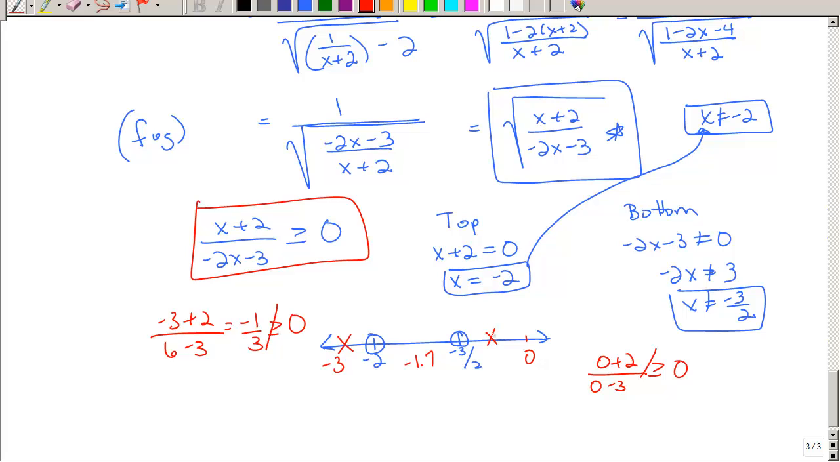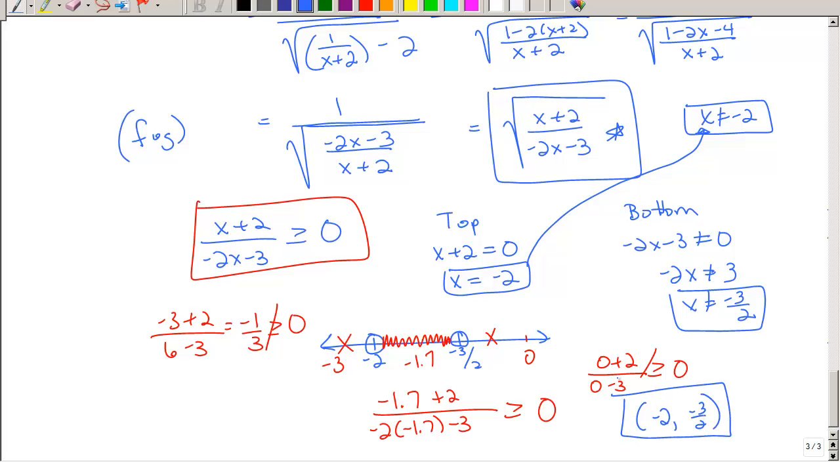No. Right? So now you might want to get a calculator. I have negative 1.7 plus 2 over negative 2 times negative 1.7 minus 3. Is that greater than or equal to 0? I'm going to give you a minute, let you do the calculation, and you should get a positive number. So yes, that part works. So that means my domain is from negative 2 to negative 3 halves.